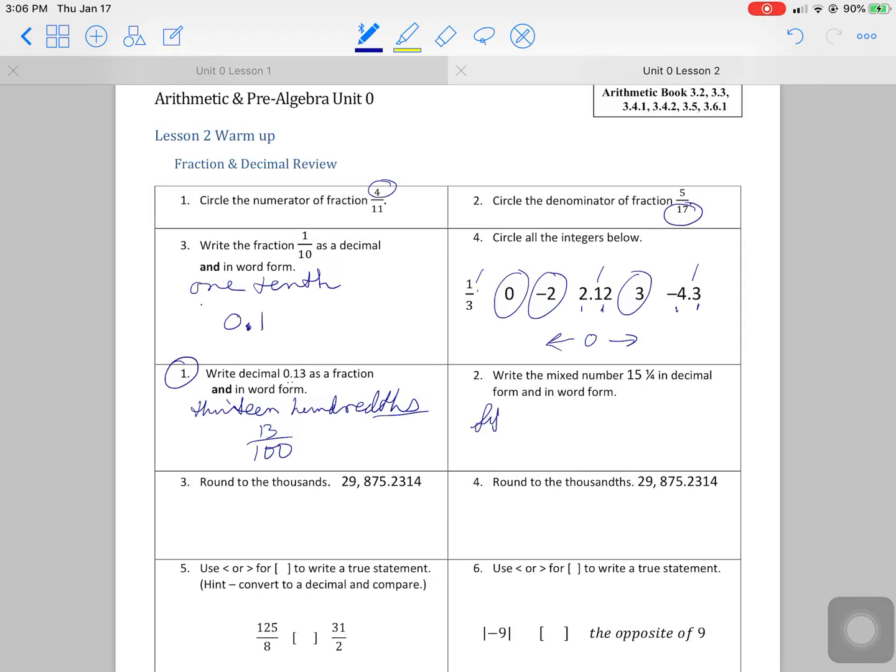Write the mixed number 15 1/4 in decimal form and word form. So what did I just say? 15. Wow, that's barely legible. I apologize. 15 and, probably need the decimal form. Let's see. 15 and 25 hundredths. Okay, so I got the 0.25 from the 1 divided by 4 using a calculator.